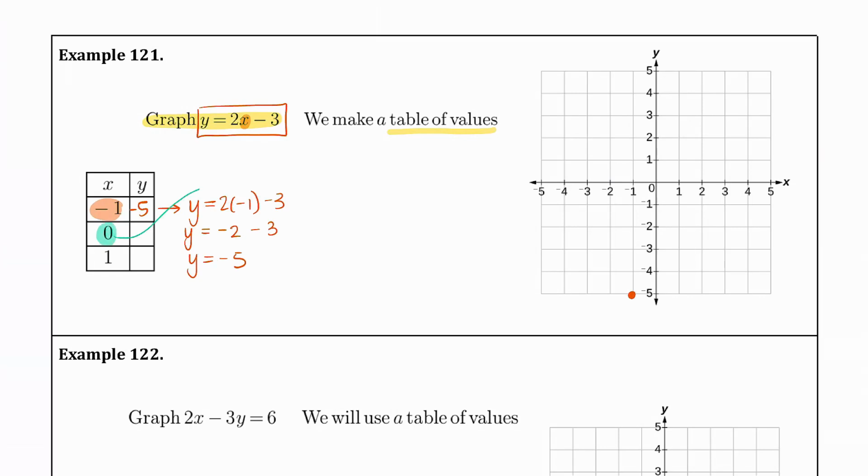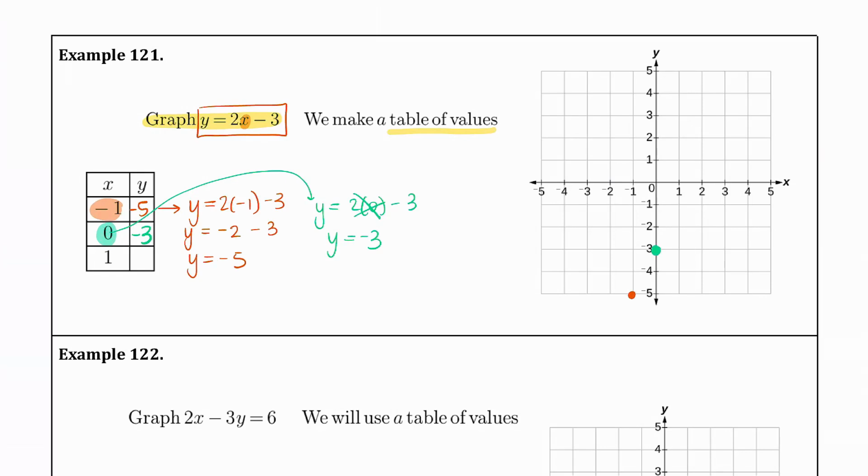Okay, for our x value of 0, we're going to do the same thing. This time we're going to put 0 in there. Let me draw a little arrow over here. We've got y equals 2 times 0 minus 3. Well, 2 times 0 is 0. So we just have 0 minus 3, which is -3. So when my x value is 0, my y value is -3. We can plot that ordered pair, 0, -3.